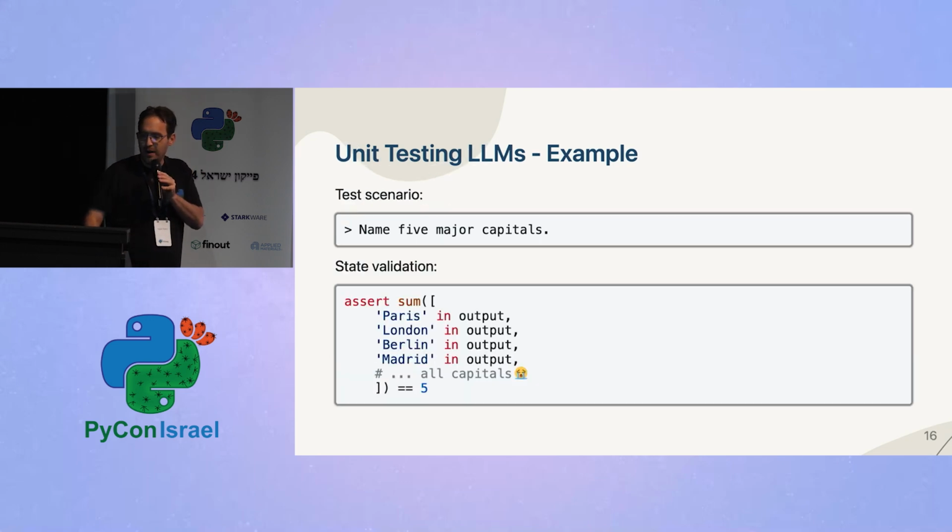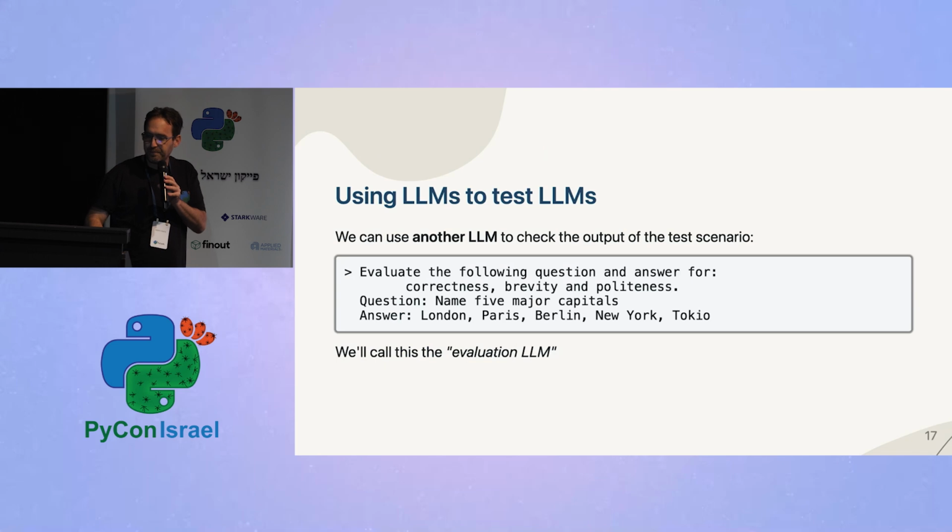Okay, no problem. We just need a list of all the capitals, and we make sure that at least 5 of them are in the output. It's a bit of a bother to write that, actually. And for more complex scenarios, it's even more problematic. So what we're going to do is use another LLM to test the test output.